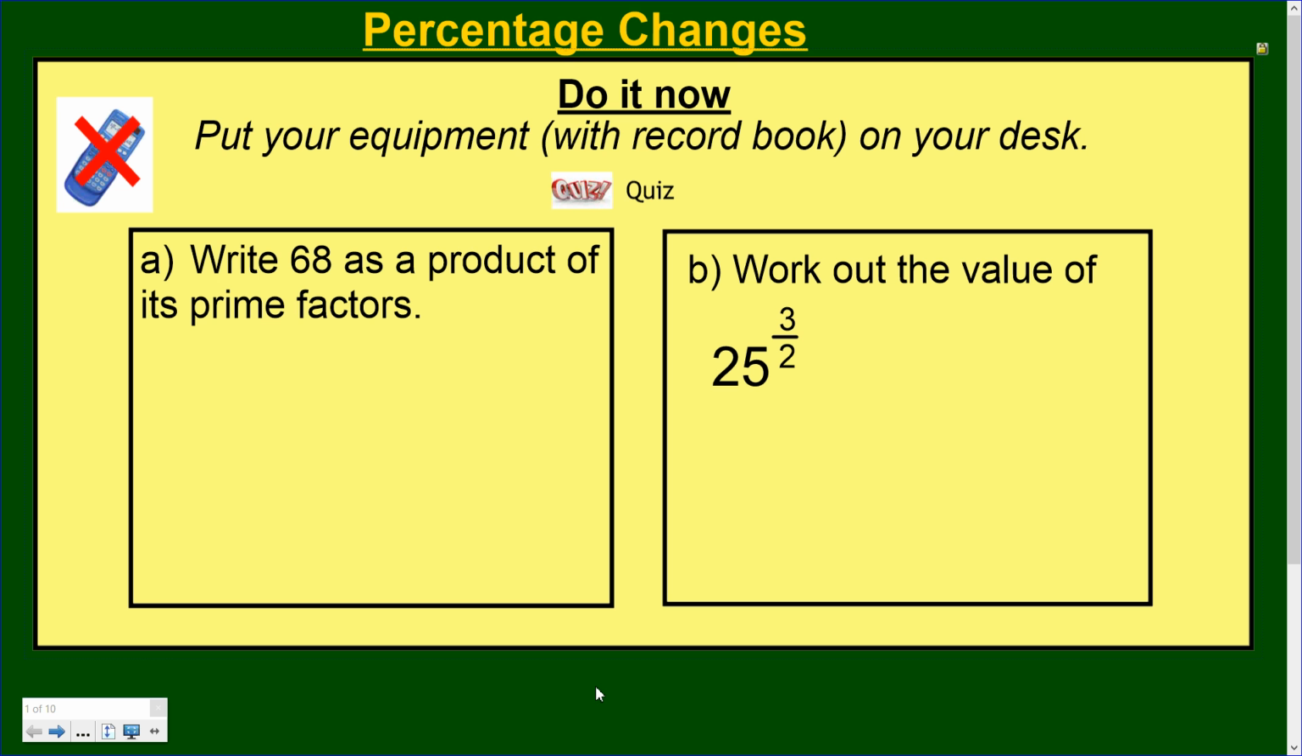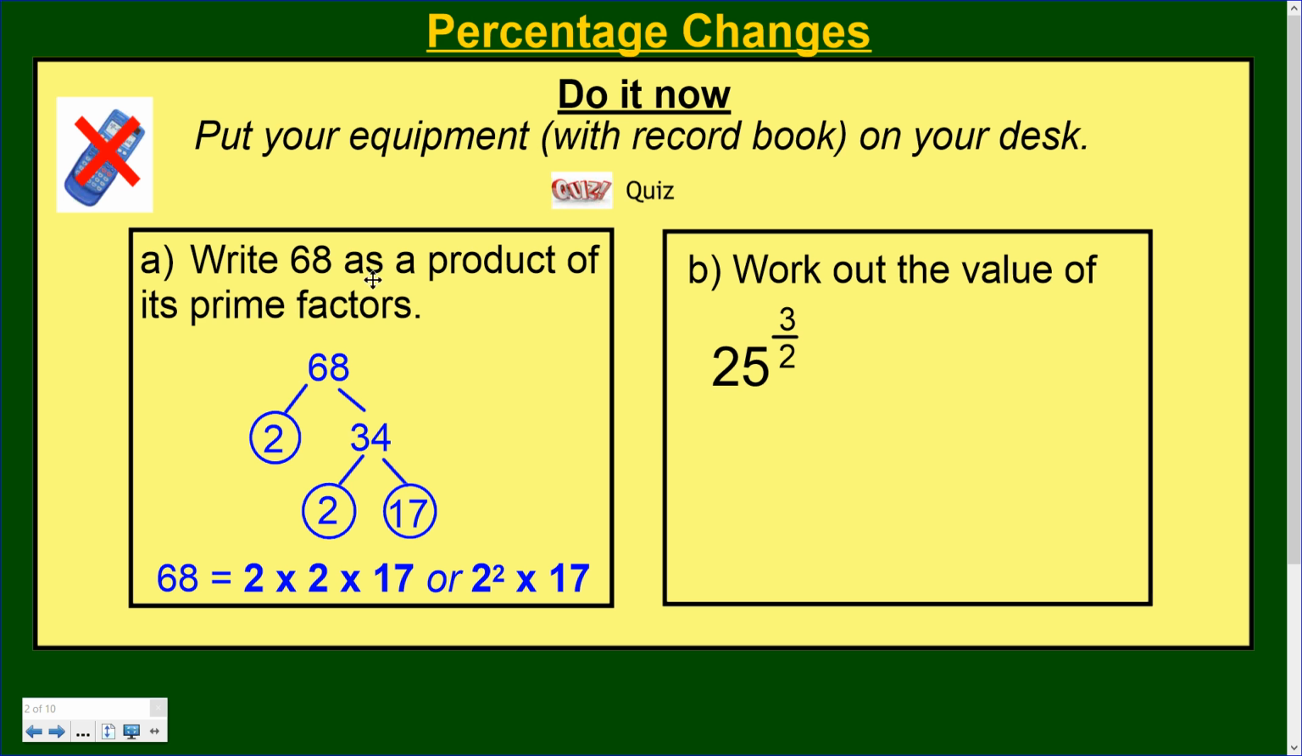And now looking at the answers, so 68 as a product of its prime factors. To do that, you should have drawn a factor tree. 68 would go to 2 and 34. 34 then goes to 2 and 17, and both 2 and 17 are prime numbers. So to write your answer, you'd write 68 equals 2 times 2 times 17. Or you can write it as 2 squared times 17. Either answer is fine, but you must have both the numbers and the multiplication symbols.